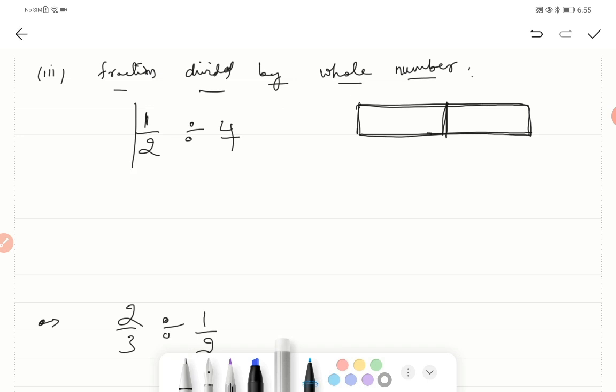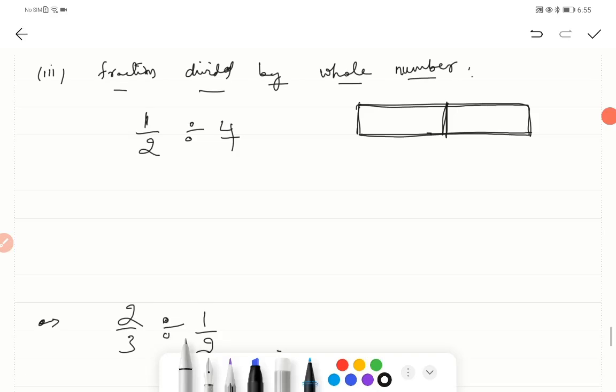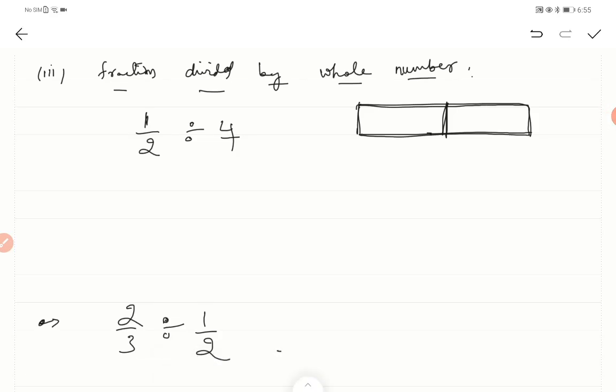Okay, if we simplify this directly, it is going to be 1 by 2. First convert this into multiplication, and 4 by 1, if I take the reciprocal of 4 by 1, it is 1 by 4. So my answer will be 1 by 8.